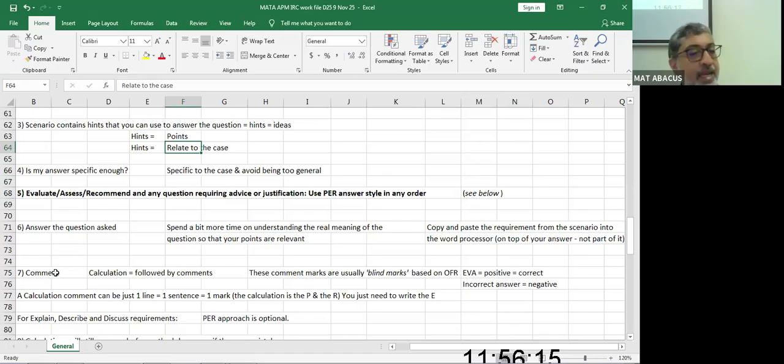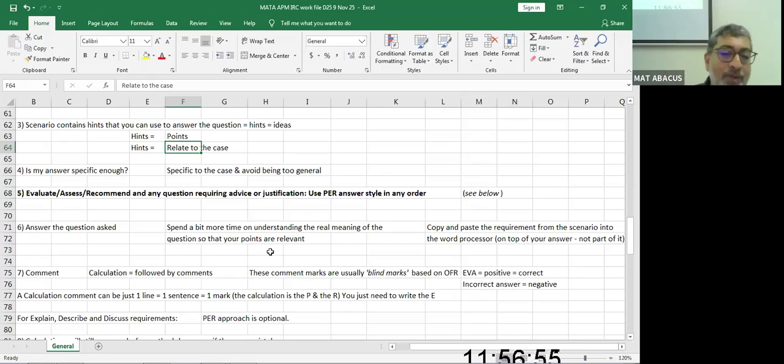Okay. So spend a bit more time on understanding the real meaning of the question so that your points are relevant. And again, we said earlier, if they say calculate, you must follow with a comment. So don't forget, comment marks are very easy marks. These comment marks are usually blind marks based on OFR, own figure rule. Example, if EVA is negative, you will say your comment: EVA is negative, and therefore value is being destroyed. We'll give you 1 mark. So I call it blind marks.